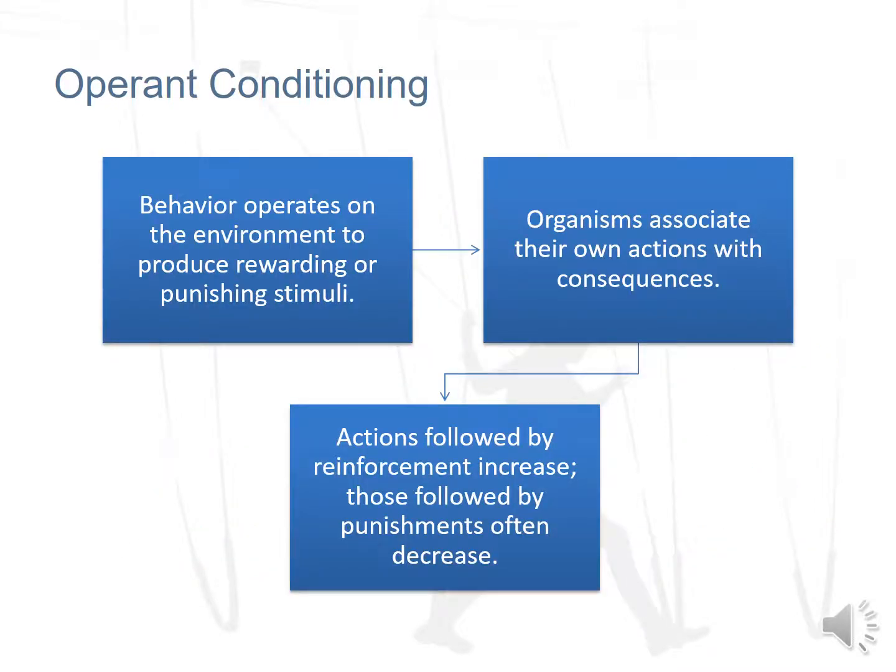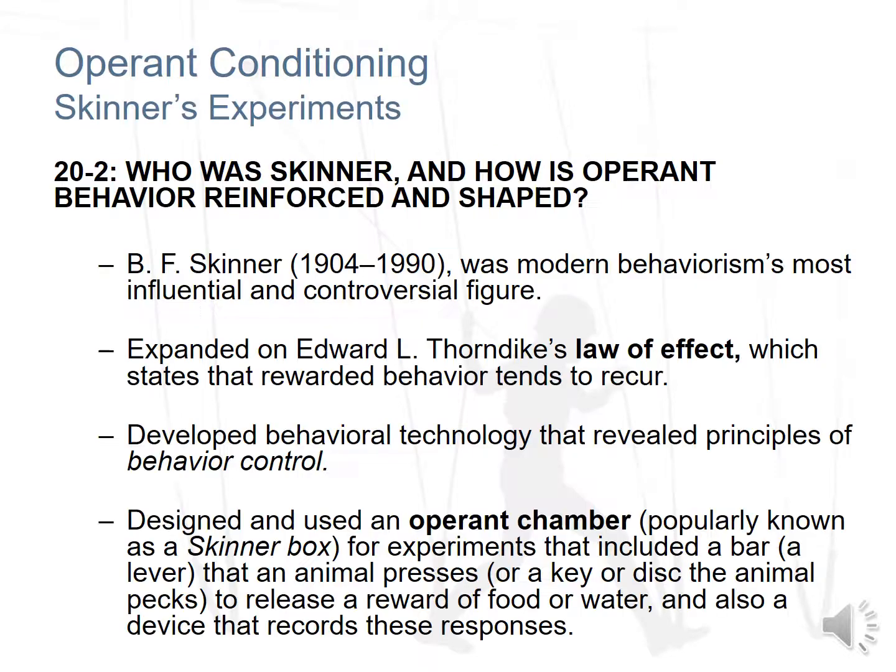If we look at this flowchart on operant conditioning, the behavior operates on the environment to produce the rewarding or punishing stimuli. Organisms associate their own actions with the consequences, and the actions followed by reinforcement increase, those followed by punishments often decrease. An example of this is if we were to actually go to work and do the work, we would realize after we do the work we will get paid. Therefore, we will continue to do the work because we know we'll be receiving the consequence, which is in this case a reinforcer or reward, which is the money that we make by work.